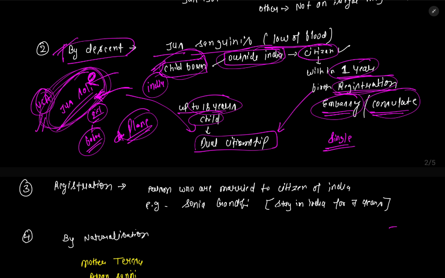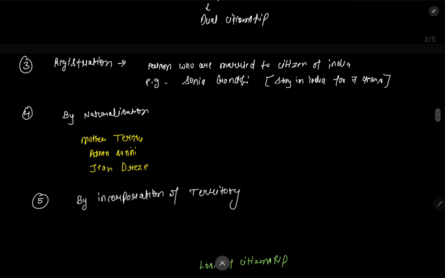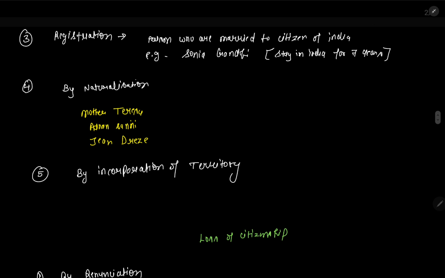Okay, so this is the second method by which a person can acquire the citizenship of India, that is, by descent. Clear? Now the third one is by registration. Now how can anyone get citizenship by registration? Let's say there is a person who married a citizen of India. For example, Sonia Gandhi. Take the example of Sonia Gandhi. Now, what is the condition to get citizenship via registration? The lady or the man has to stay in India for 7 years.